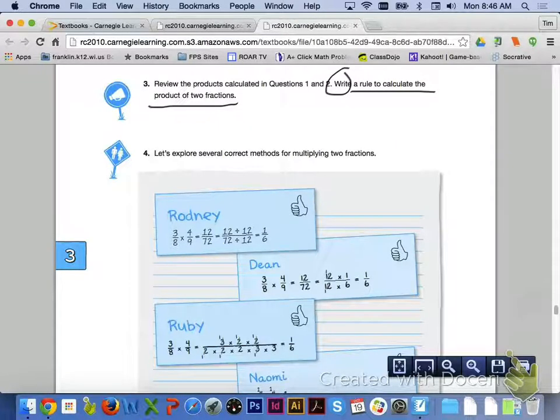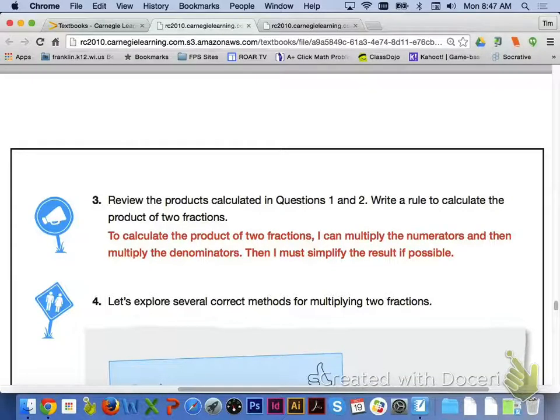At the top of page 192, go back and review the products that you calculated in questions 1 and 2. Now with your group members, I would like you to write a rule to calculate the product of two fractions. For number 3, when you're calculating the product of two fractions, you can multiply the numerators and multiply the denominators. After you are done doing that, if it is necessary, then you must simplify the fraction as well.